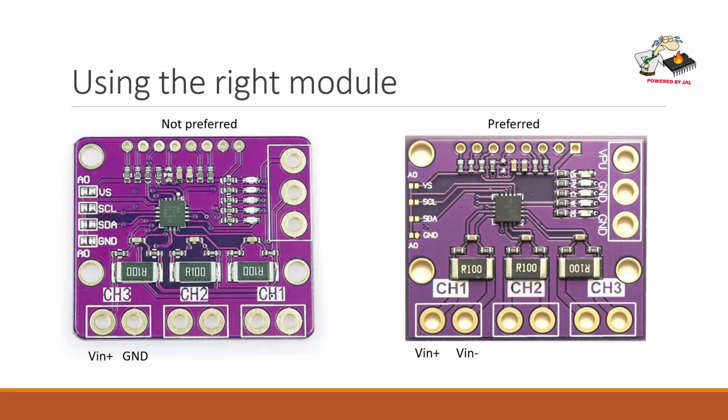So if you want to use this device, you can purchase 2 types of module. The left one is the not preferred one, because at the bottom you see the V in plus, and the connection on the right there is to ground, and this makes the module's pin input less dependable. You better purchase the module shown on the right, where the V in plus and the V in minus are independent of each other and not connected to ground, so you have more flexibility. And I'm using the module on the right in this video because I want to demonstrate the use of these independent inputs.